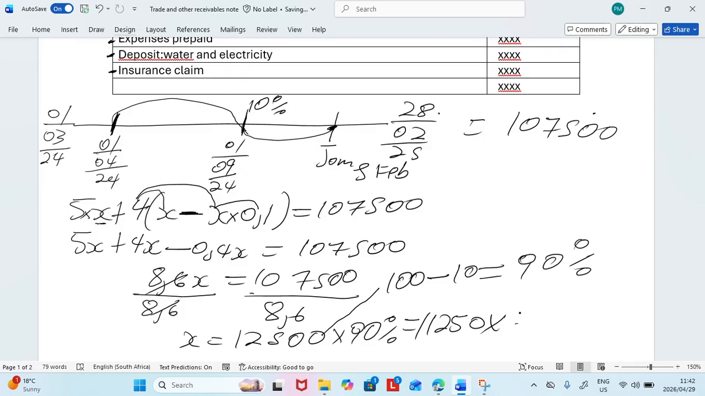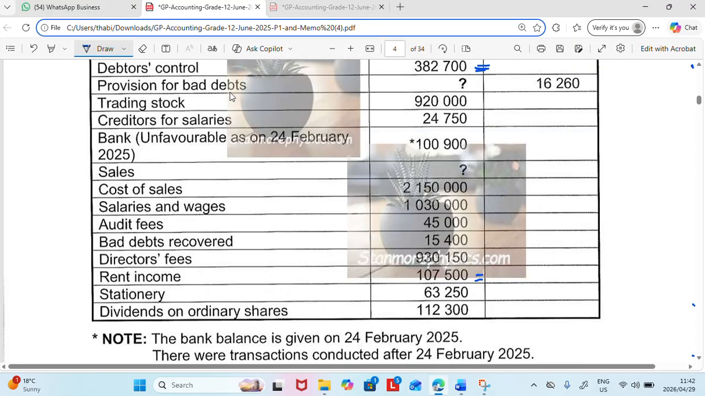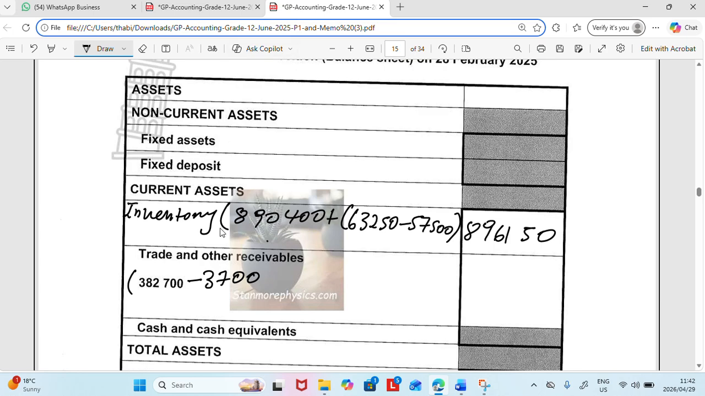So we want accrued income of how many months? 2. We'll multiply by 2 there and get 22,500. That is an accrued income. So go and record the accrued income of 22,500.